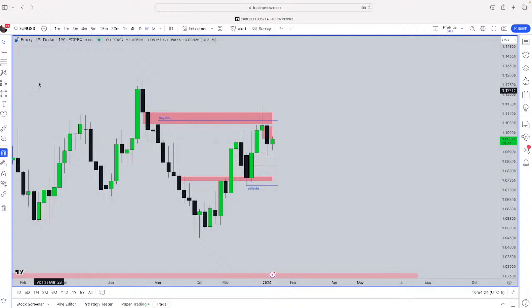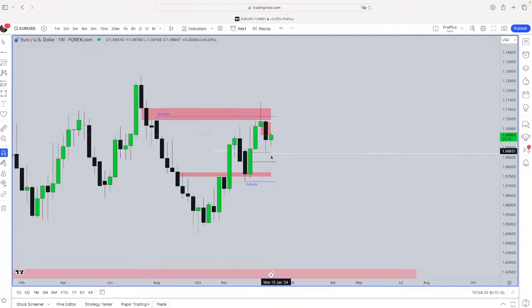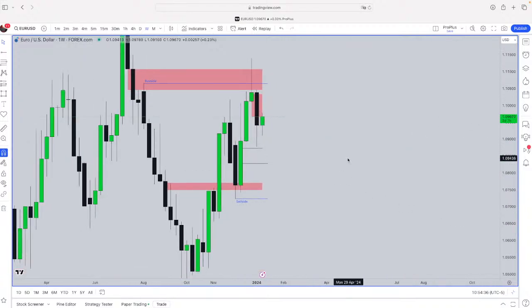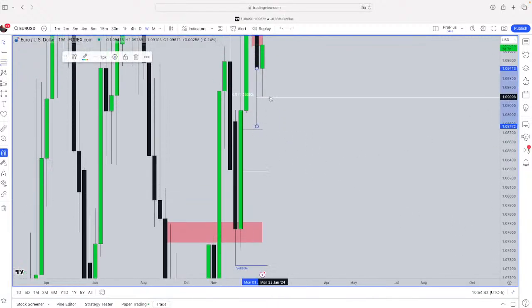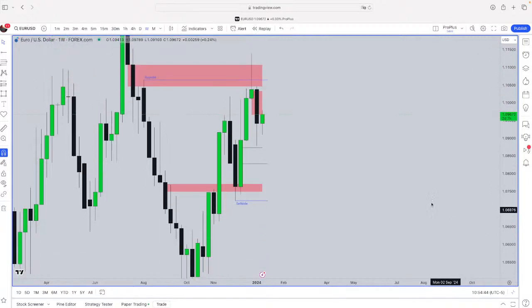Order block here. Mean threshold: it doesn't even come down to the mean threshold. Draw from here to here. Still doesn't come to the mean threshold, so it's all good. Check the consequent encroachment of that. Just misses that as well.